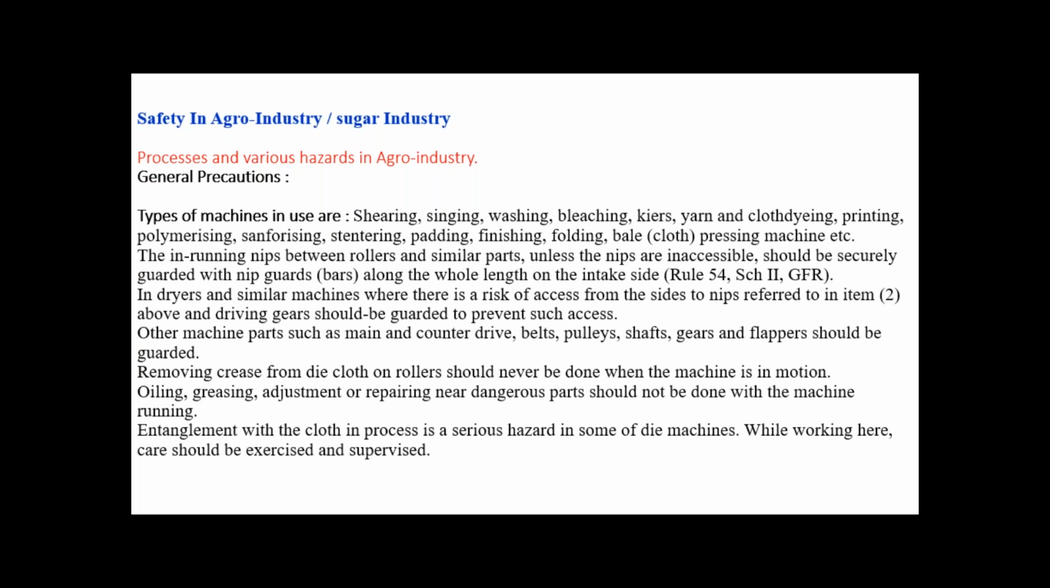Some precautionary measures may be the same when we are talking about mechanical hazards, some physical hazards, cut type hazards, burn type hazards, chemical hazards, etc. Then the common guidelines are there for the agro industry as well as for the textile industry. Some machineries are also involved in both types of industries, like drives, belts, pulleys, shafts, gears, flappers, etc. So all these things should be guarded. We have to apply different types of guards depending on the type of equipment. Then we should use biodegradable or eco-friendly products for cleaning purposes or for removing the dust or the oils, etc.